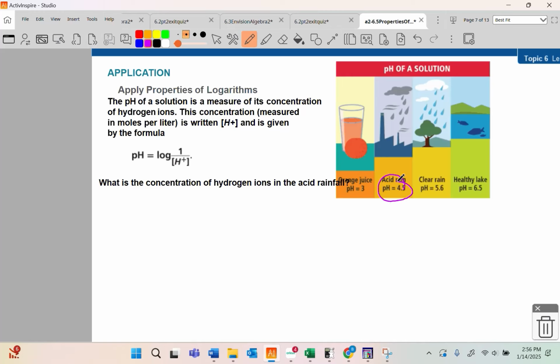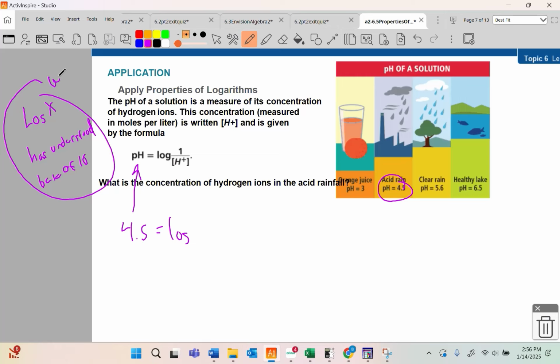Okay, so I'm going to take this 4.5 and plug it in for pH. I'm going to write the understood base. Remember this, a log of just an x has an understood base of 10. Remember that? You should write this. I wrote it, you should too. So there's an understood 10 here, and inside I have 1 over H plus.